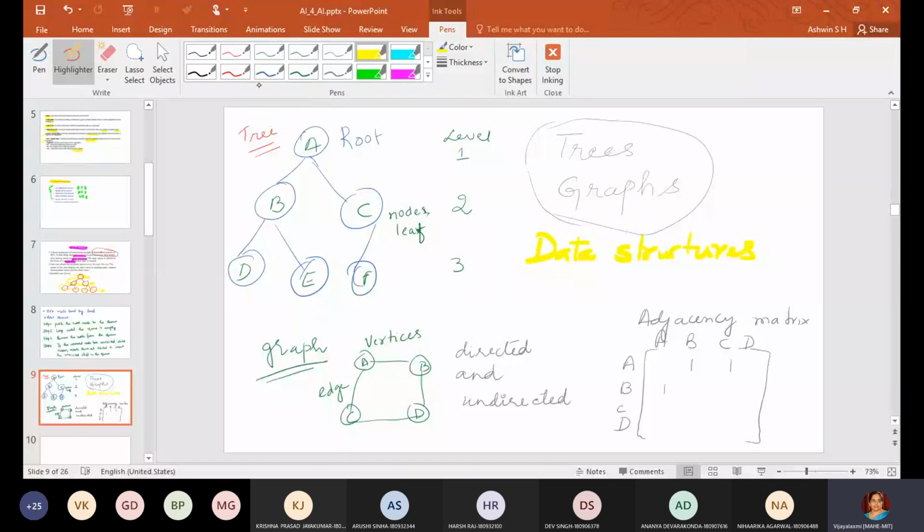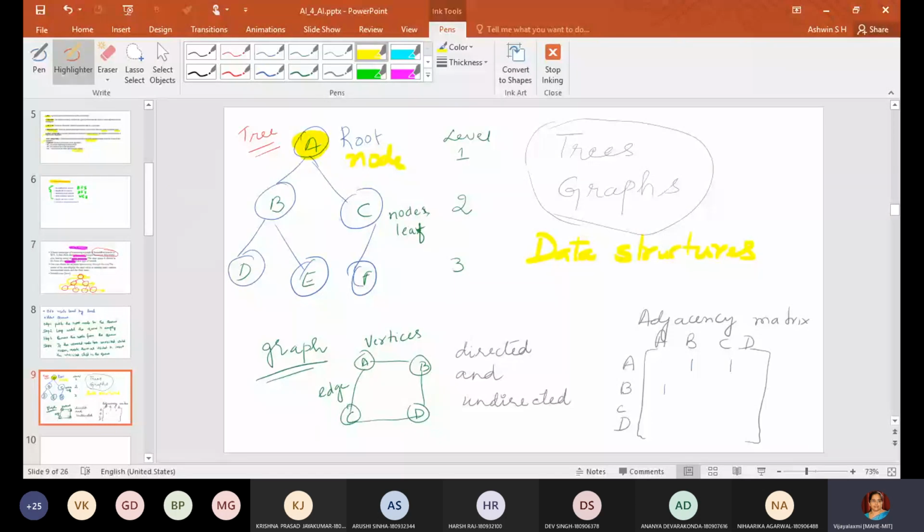Okay, this is the simple representation of a tree. We call this the root node. Okay, this is the root node. Then all these nodes, whatever we represent, okay, this is the first level, this is the second level, third level. So here, see, what normally we do is, in this structure, data are organized in a hierarchical manner.